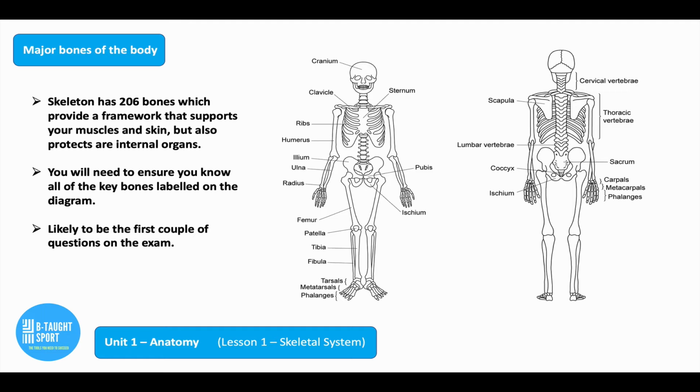You'll need to make sure you can label them correctly, so rather than calling it a skull, you'll need to make sure you call it cranium. And things such as the shoulder blade, you can't just call it that either. So make sure you're using the key terms.